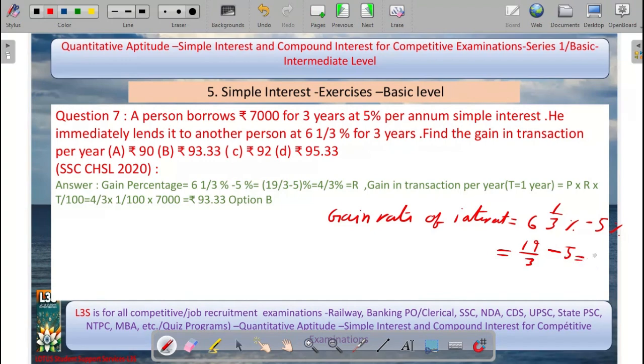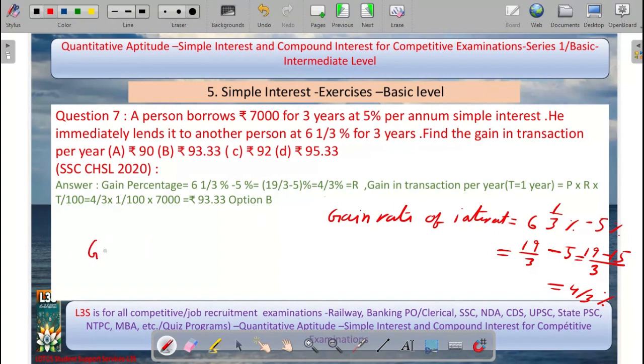So this will be 319 minus 15. So this will become 4/3% gain percentage. Now what they are asking, find the gain in transaction per year. So gain rate of interest is 4/3%. So what is the gain in transaction per year?